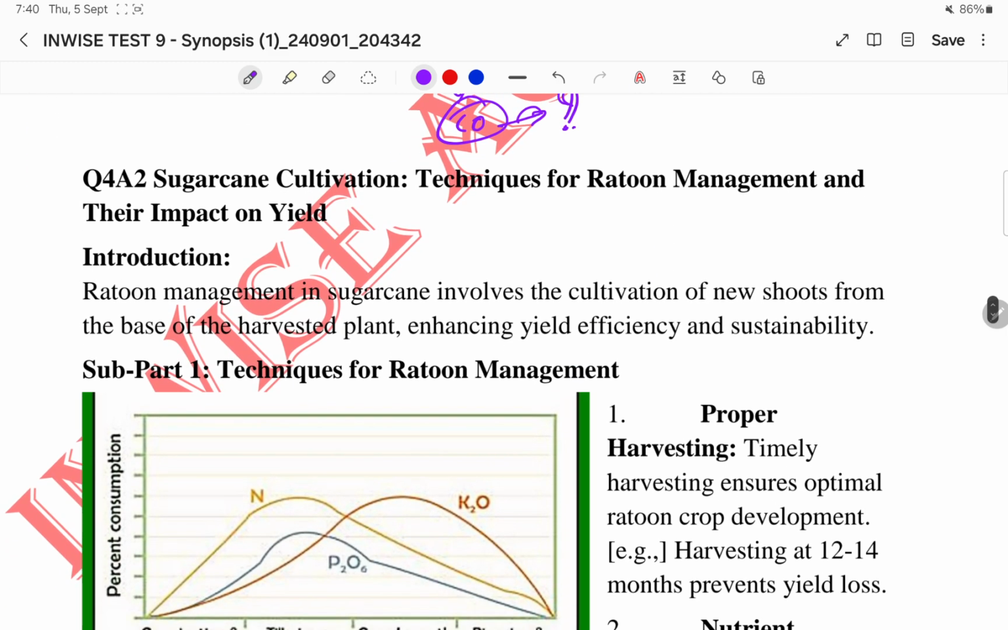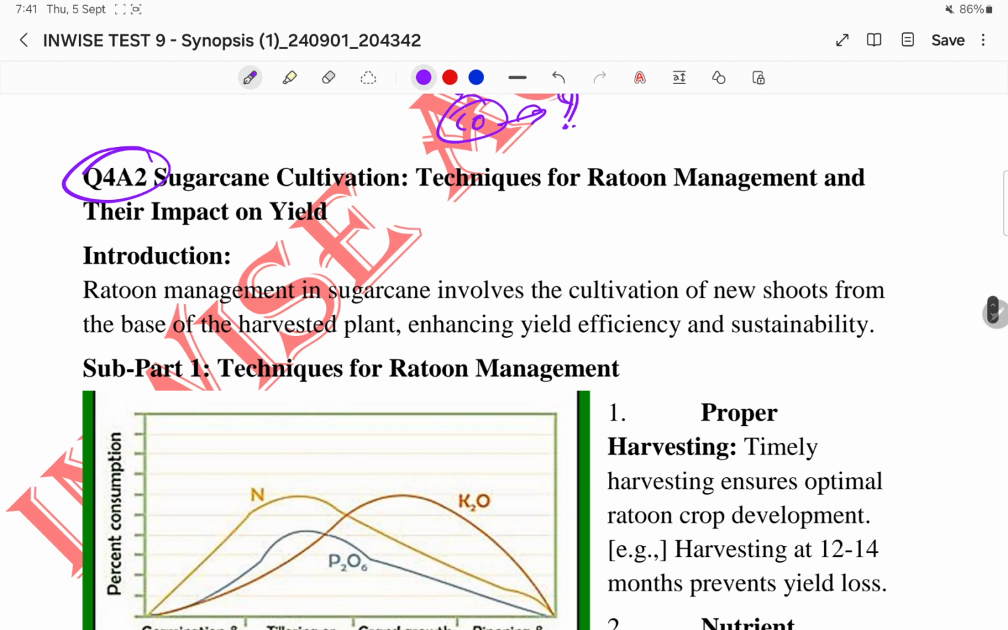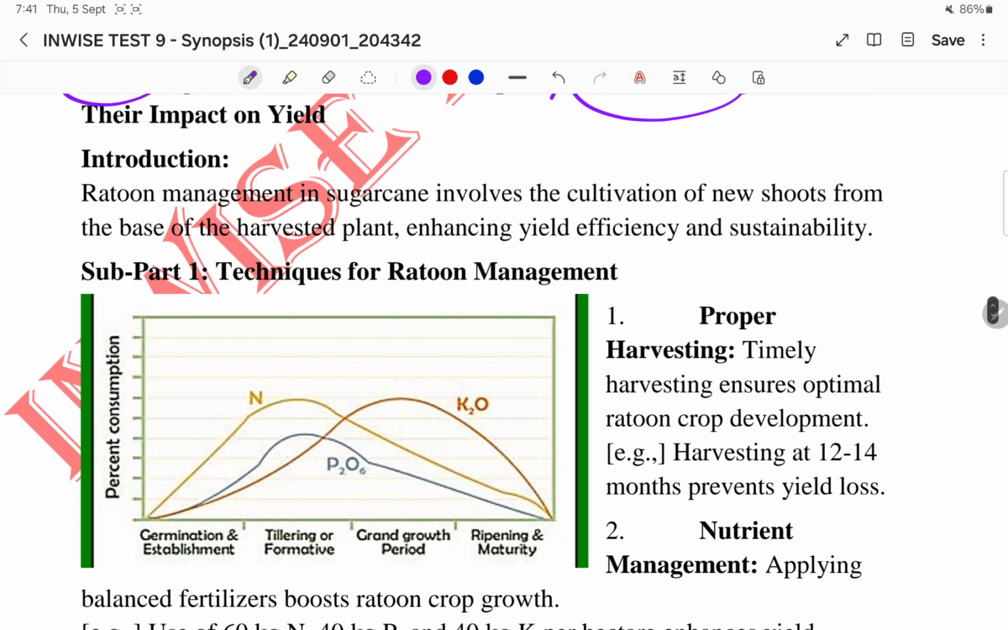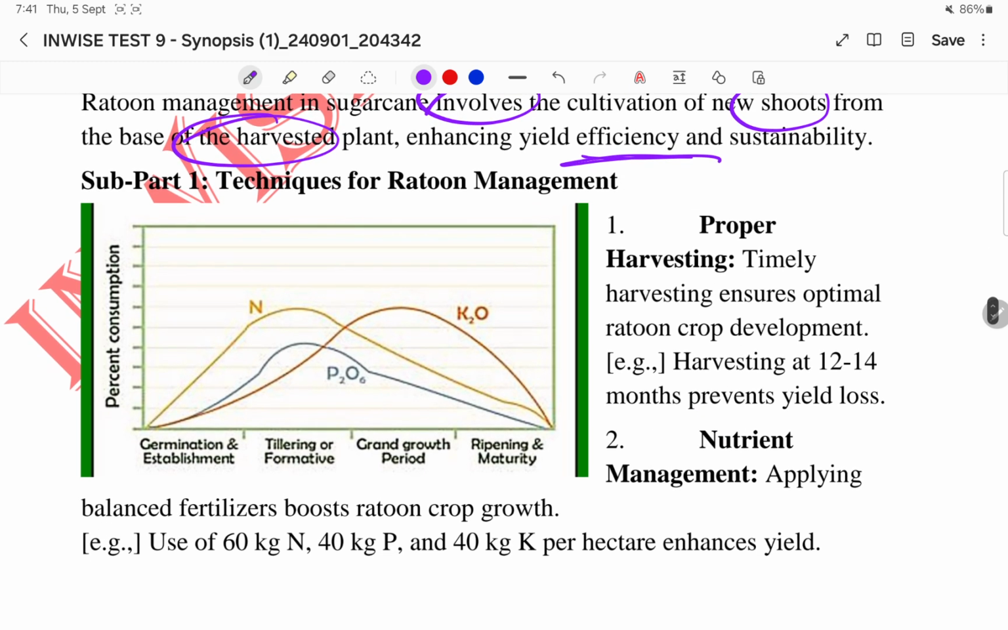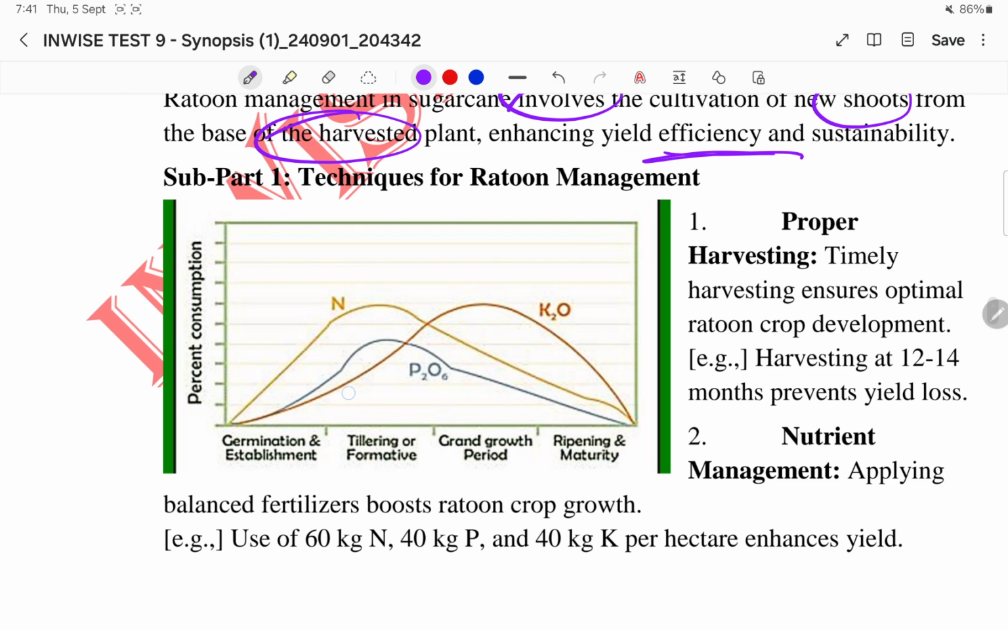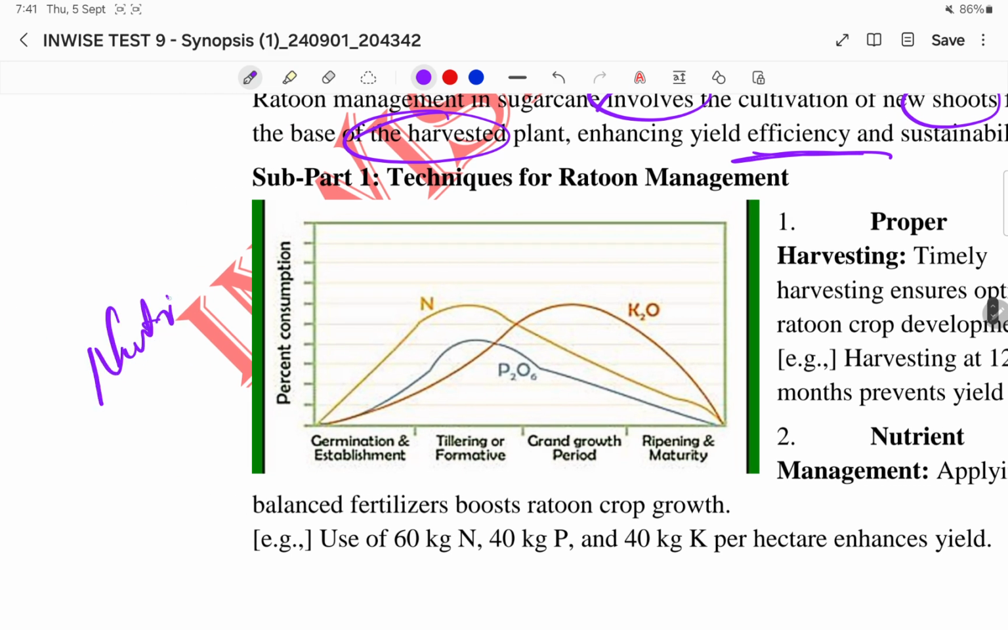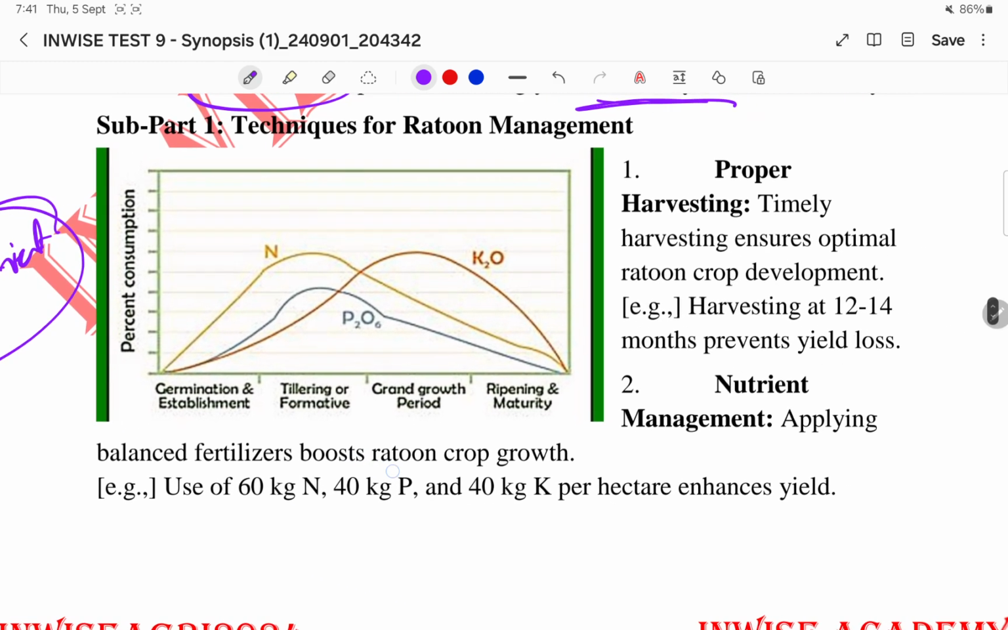Okay, fine. So come to the second question: the techniques of ratoon management and their impact on yield. Ratoon involves the cultivation of new shoots from the base of the harvested plant, enhancing the yield efficiency and sustainability. This is actually with respect to nutrient management. The diagram here is the nutrient management. See, let's see how it is.